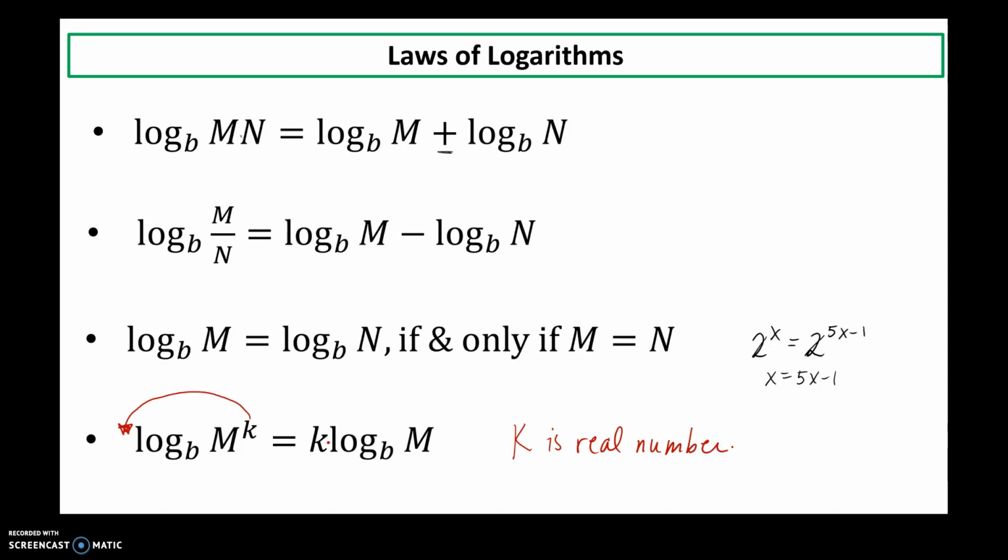For these, the first two at least, this is what we would call our condensed form. And then on the right-hand side, this would be our expanded form. So we'll do examples today of going between both: expanding a logarithm using the rules or condensing a logarithm using the rules.